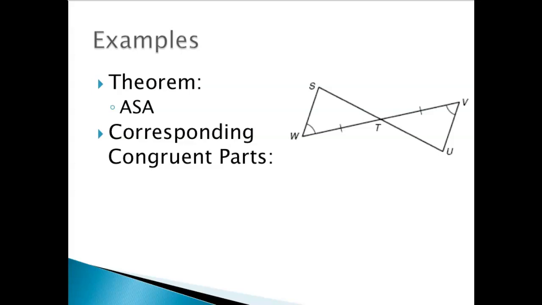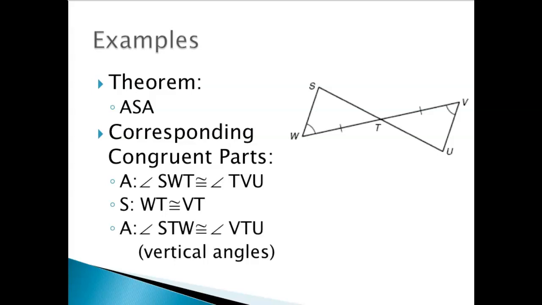So for angles, we can start off with angle SWT congruent to angle TVU. Now if you wanted to, you could absolutely just simply say angle W and angle V. In this case, that's not ambiguous. And then the sides, that would be WT congruent to VT. And then the vertical angles. Now this one you don't want to say that angle T is congruent to angle T. That's very unclear which angle you're referring to. So here you'll want to use three letters. So angle STW is congruent to angle VTU.